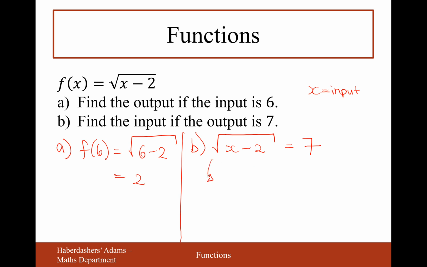First of all, we probably should square both sides to get rid of this big square root that surrounds it. X minus 2 equals 49. And then add on 2 and you get x equals 51. So when the input number is 51, we get an output of 7. So these two are the answers to these questions.